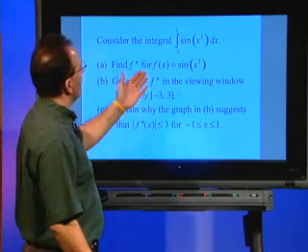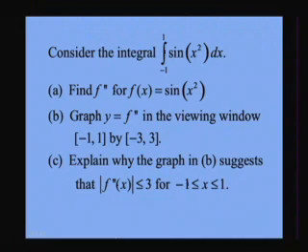Consider the integral from -1 to 1 of sine of x squared dx. Find f double prime, the second derivative, for f of x. Then graph y equals f double prime, the second derivative, in the viewing window [-1, 1] by [-3, 3]. Then explain why the graph suggests that the absolute value of the second derivative is less than or equal to 3 for the interval of x being -1 to 1 inclusive.